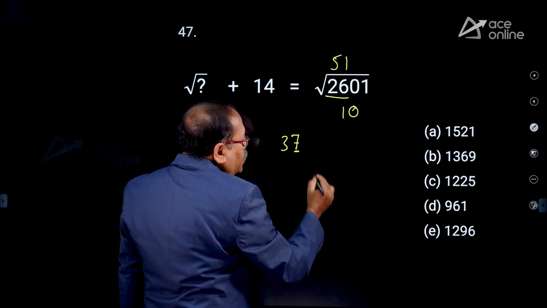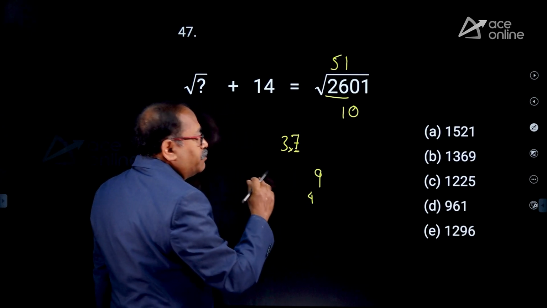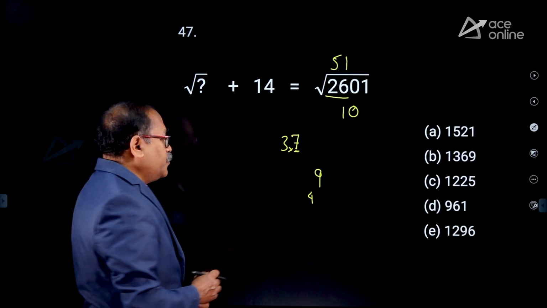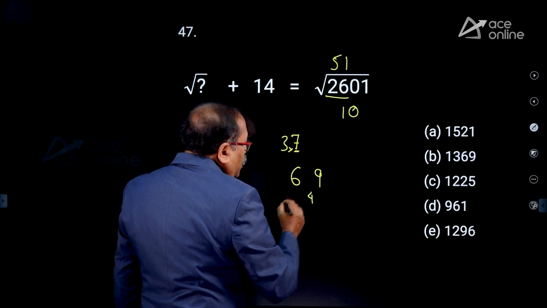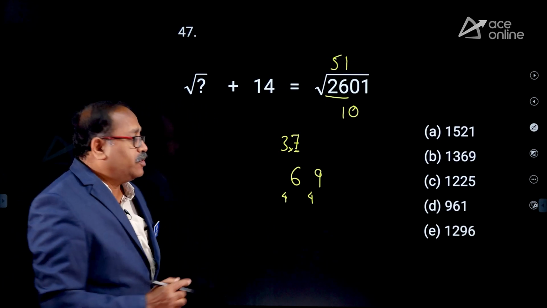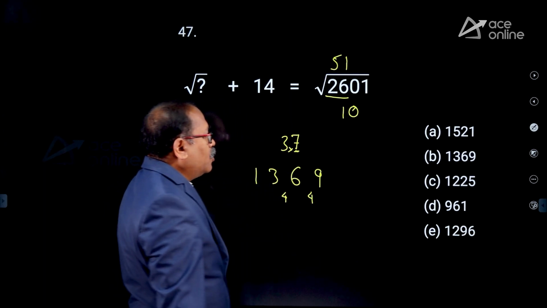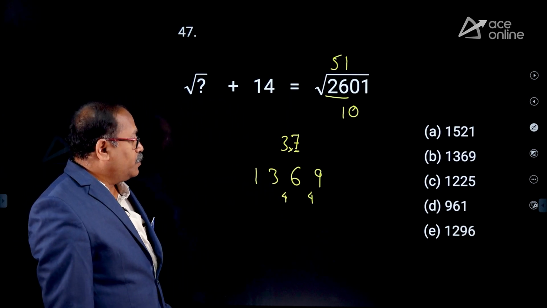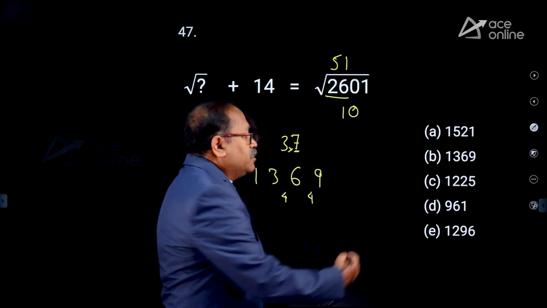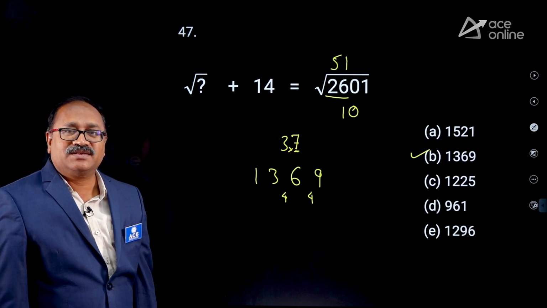That is, 7 square is 49, carry 4, and then multiply these two numbers. 7 times 3 is 21, double is 42, and 42 plus 4 is 46, carry 4, and 3 square is 9, 9 plus 4 is 13. So this is your number, that is the square of 37. Do we have 1369? 1369, option choice B. That's your answer.